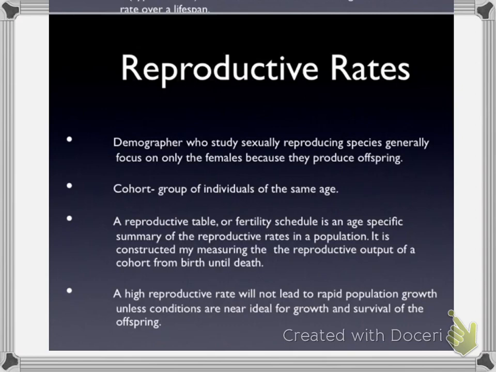And also a really important thing to notice, I'm going to star this here and then circle it for extra emphasis, is that a high reproductive rate will not lead to rapid population growth unless conditions are near ideal for growth and survival of the offspring. That's really important because people tend to think, well, if they have a high reproductive rate, then the population will increase faster. Not necessarily, because think of how many acorns a tree will drop, but how many of those actually turn into trees?